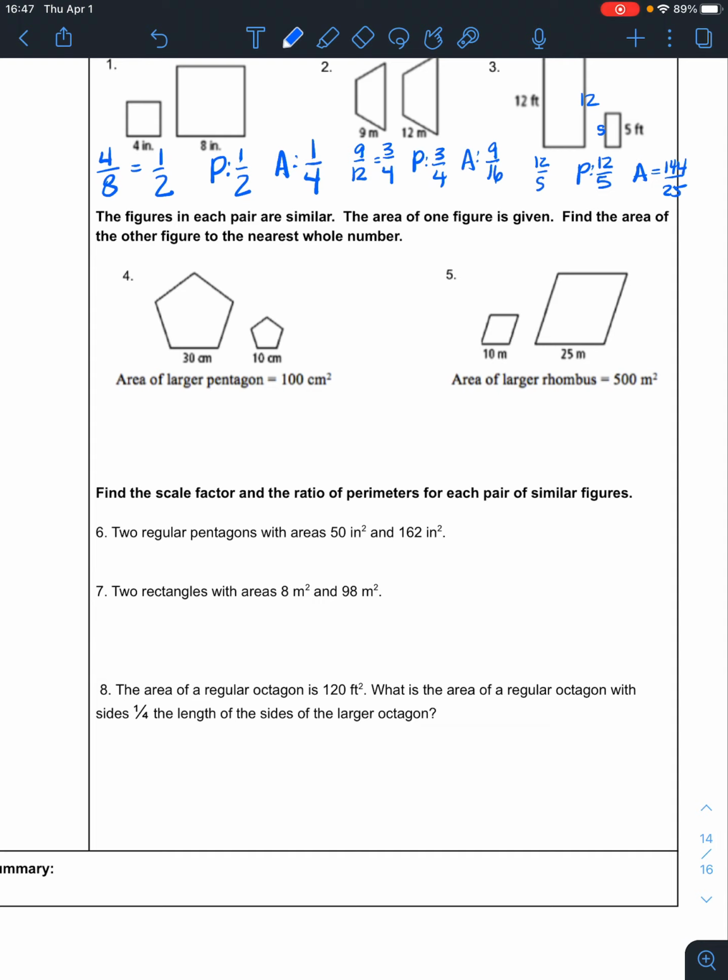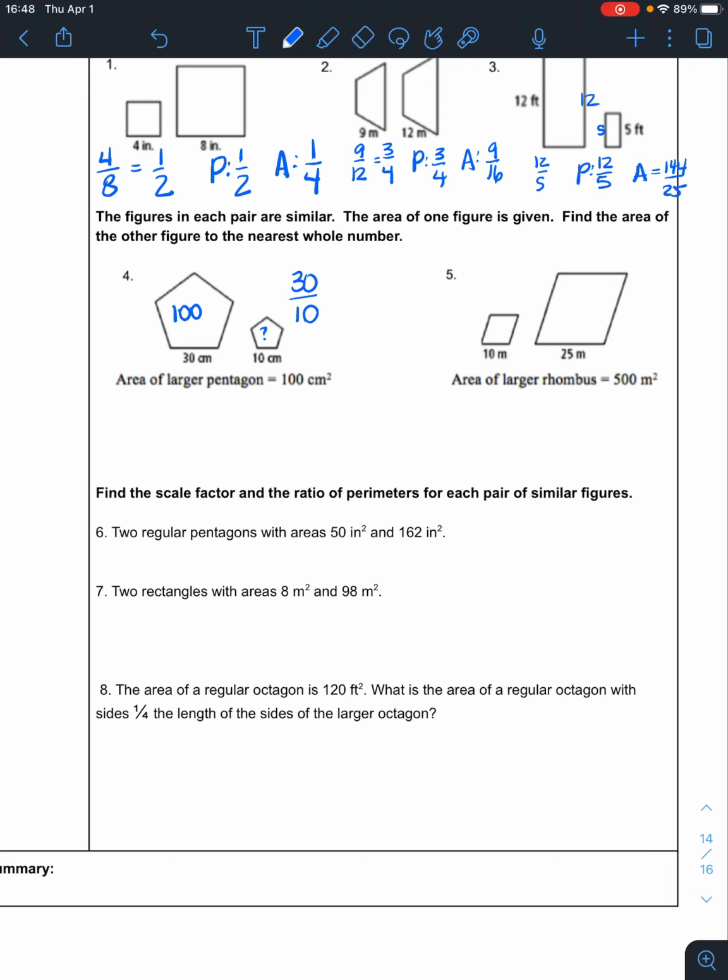Later on, we'll look at volumes too. So the area of one figure is given. The area of my larger pentagon is 100. The question is, what's the area of the smaller one? Now, I don't know what happened to my areas yet, but I can look at what happens to my sides and use that to figure out what happens to the areas. So look at this. My sides ratio is 30:10.